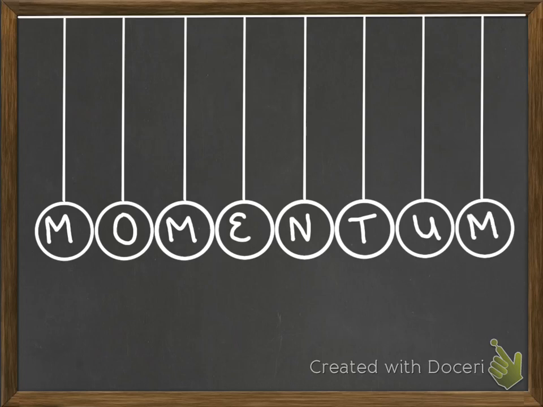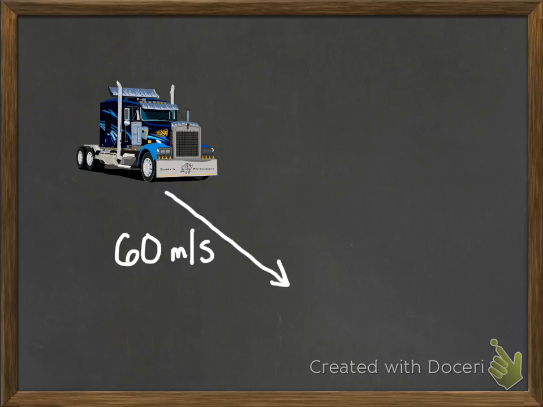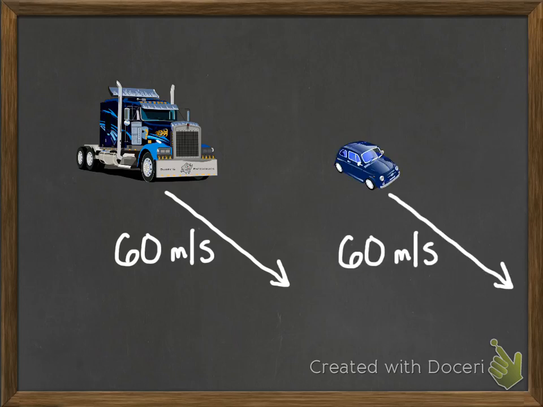So the first thing that we're going to have to talk about is what is momentum. So let's start with an example. Let's say I have a Mack truck, and that Mack truck is going 60 meters per second. And let's say that I also have a little car, and it's going 60 meters per second. Well, my question is, which of them is going to have more momentum?